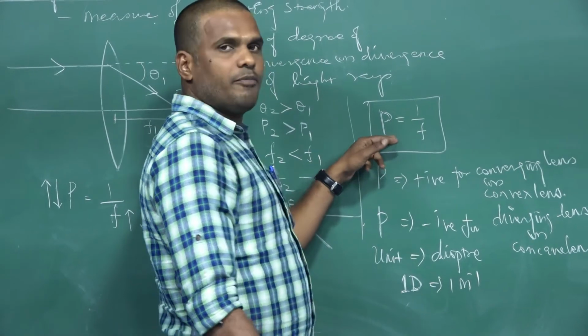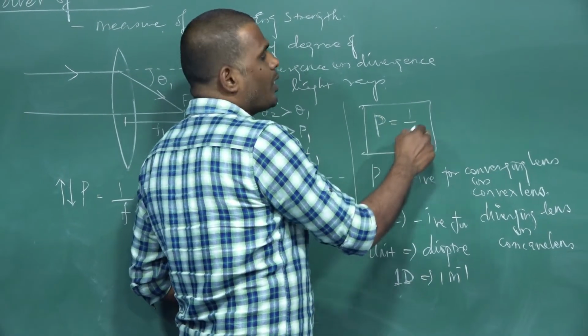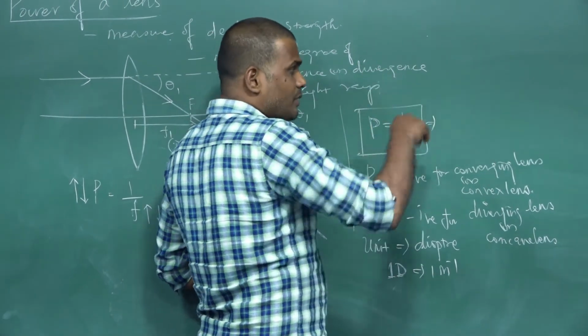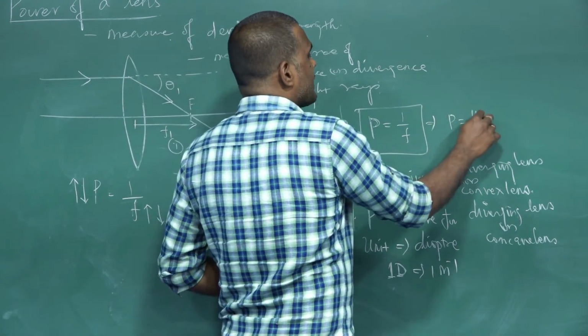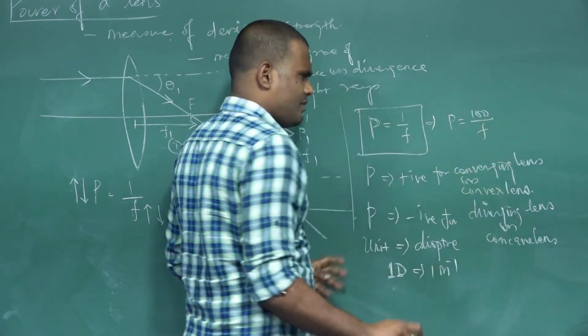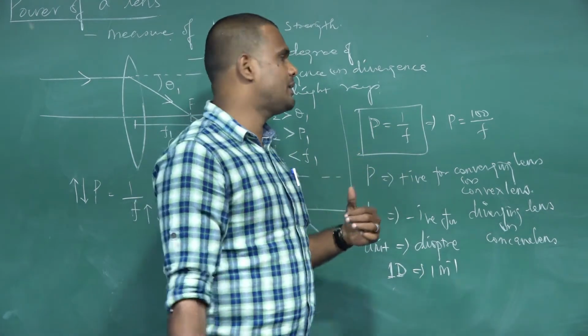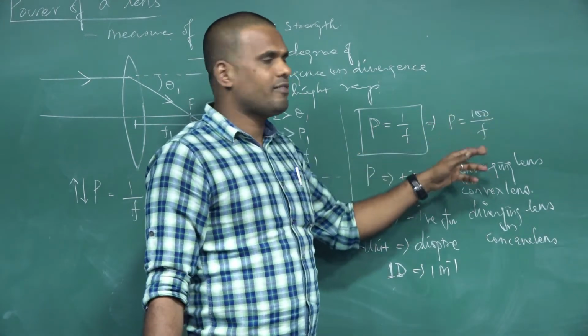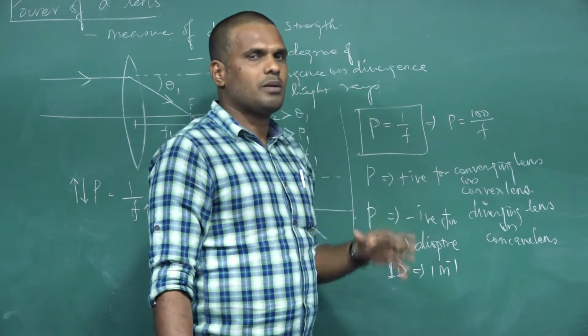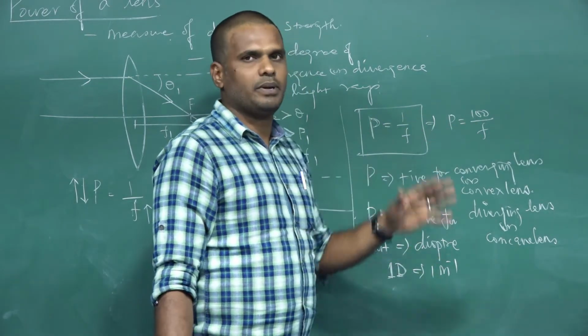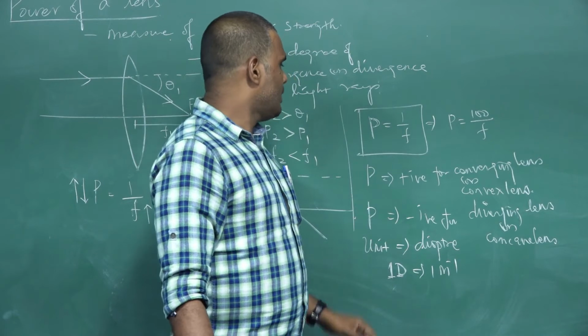If it is in terms of meter inverse, power of the lens is equal to 1 by F. If it is in terms of centimeter inverse, the same expression can be represented as 100 divided by F. Simple. So power of a lens is 1 by F when represented in terms of meter, and 100 by F when represented in terms of centimeter.